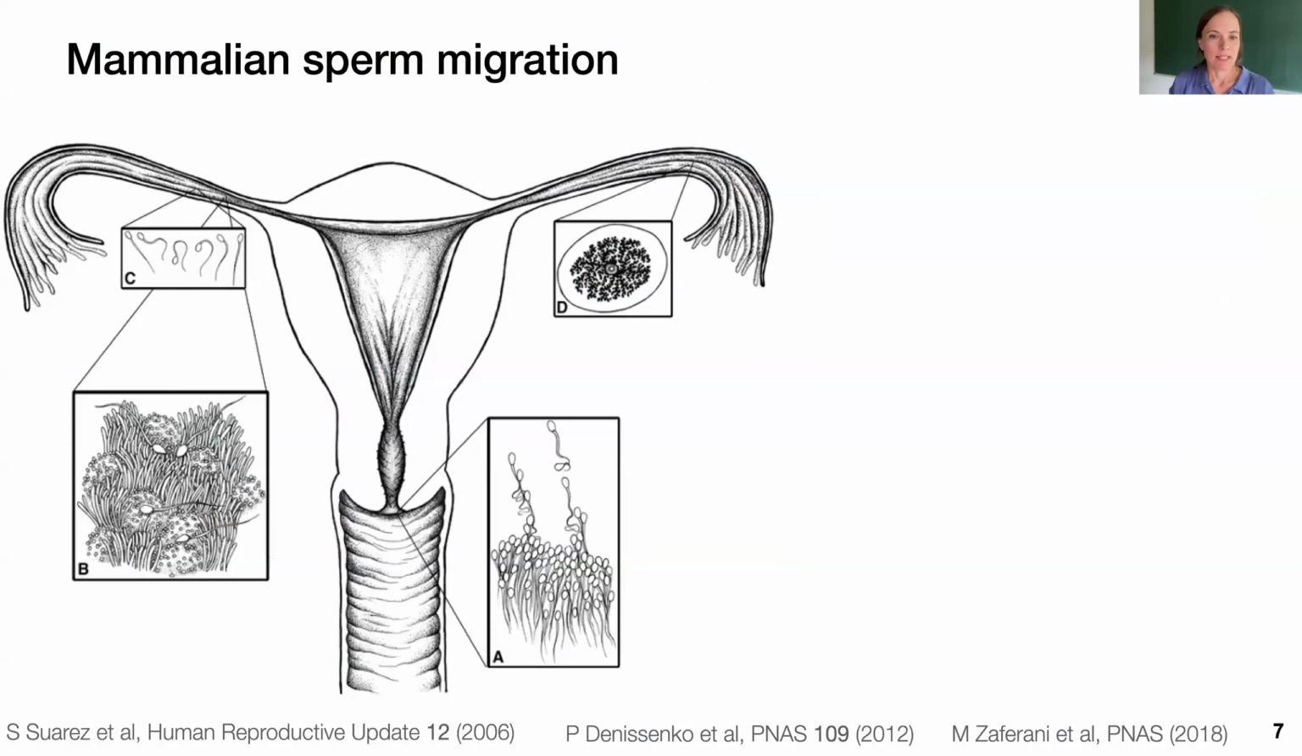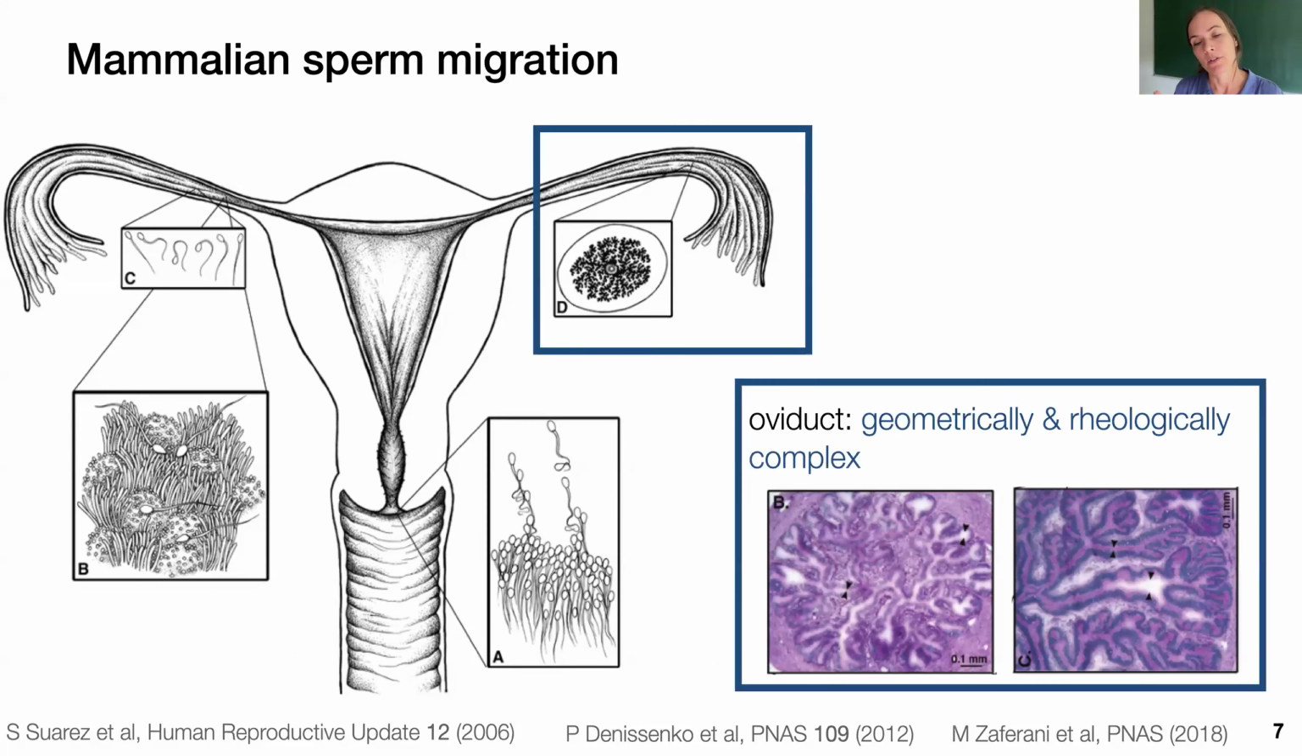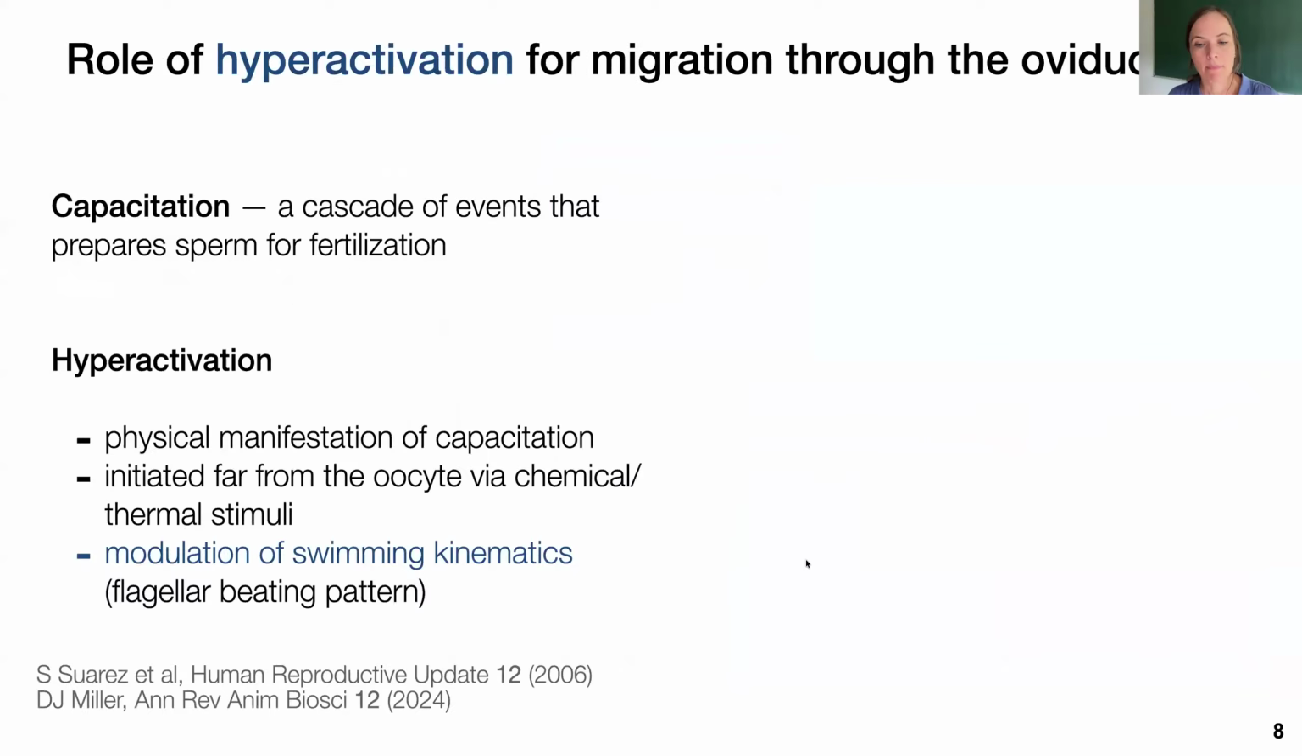Okay, now the big question here is really, how does a single sperm make it all the way through the female reproductive tract to ultimately fertilize an egg? One of the big challenges is for the sperm to traverse the oviduct, which is a geometrically and rheologically complex environment. Not only do they have to navigate these complex structures, as you can see here, but as they move along the female reproductive tract, these sperm undergo a process that's called capacitation.